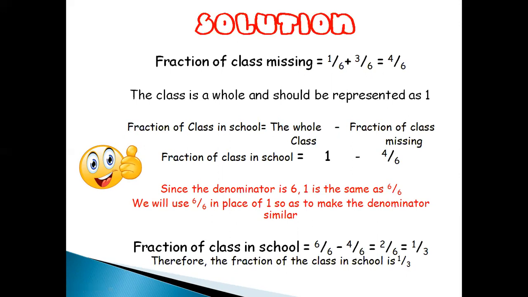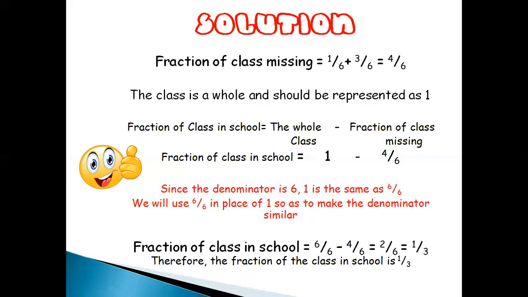Good. So what I'm just trying to do is to make their denominators similar so that it will be easy for us to do our subtraction. So 1 is the same thing as 6 over 6. So instead of writing 1, I'm going to use 6 over 6 in place of 1 to make their denominators the same. So the fraction of the class in school would be 6 over 6 minus 4 over 6. Remember that our denominator is not changing. So just subtract the numbers above. 6 minus 4 is 2. Now look at this fraction, 2 over 6. Do you think I should leave my answer like this?